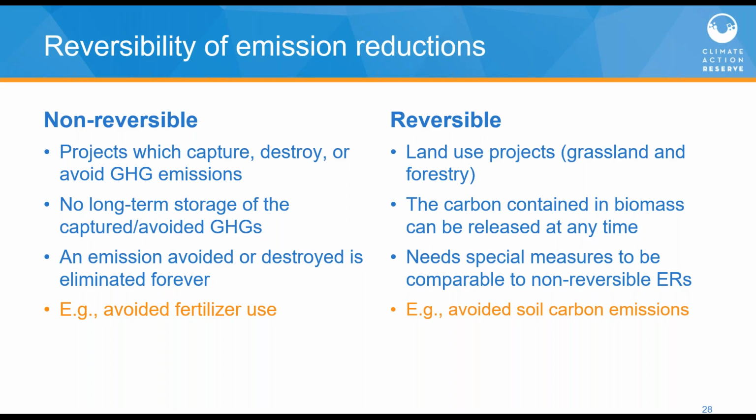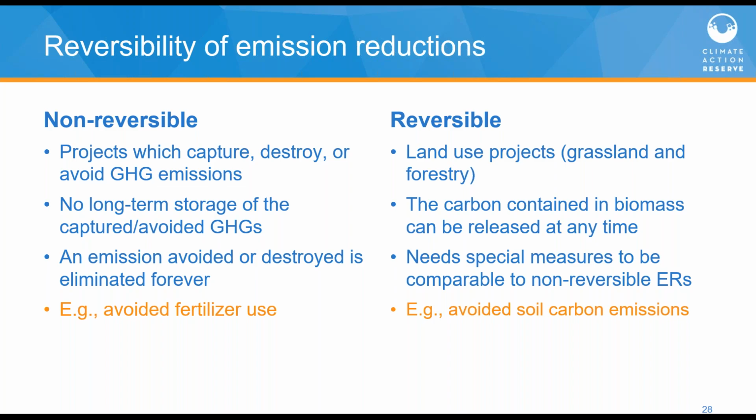Projects that capture, destroy, or avoid emissions, such as landfill gas destruction, are not reversible. When you destroy that methane, it's gone forever. So there's no need for long-term storage of CO2 that's been captured or avoided. An example within this grassland protocol would be the avoided fertilizer use from cultivation. Part of the baseline emission factors calculates the nitrous oxide emissions that would have occurred from fertilizer use, and when you avoid that fertilizer use, you permanently avoid those emissions.